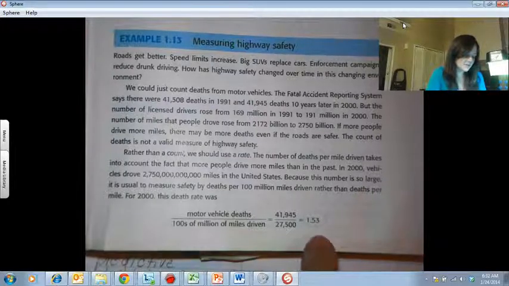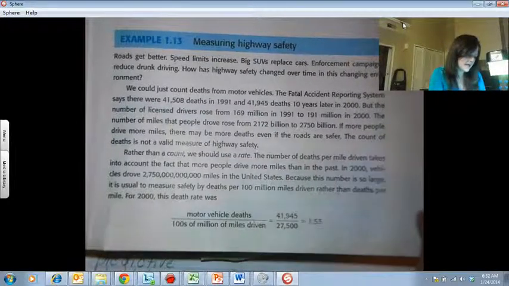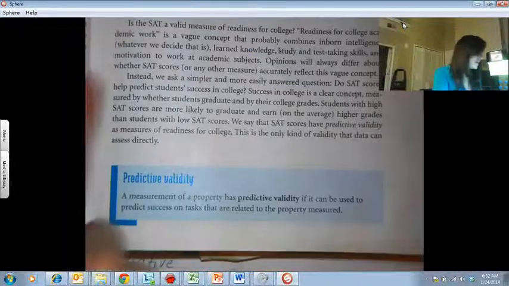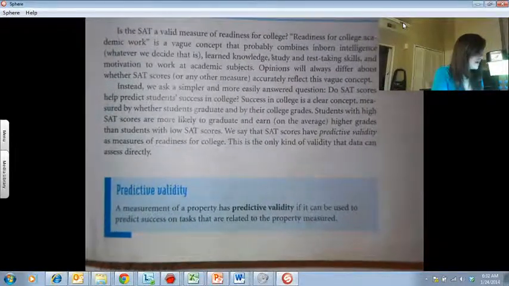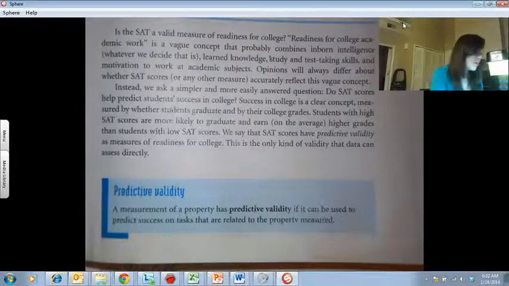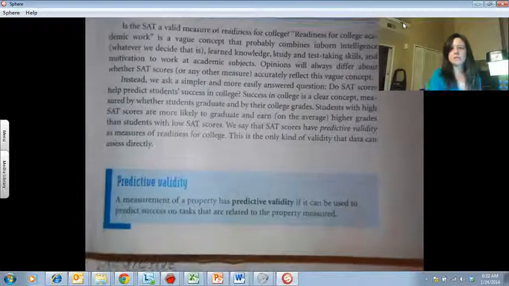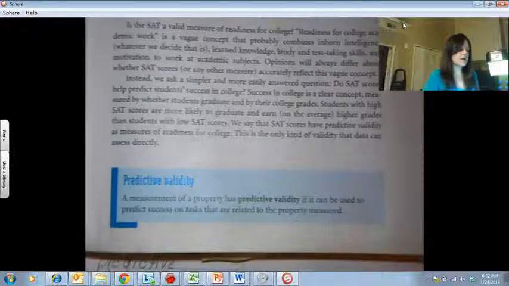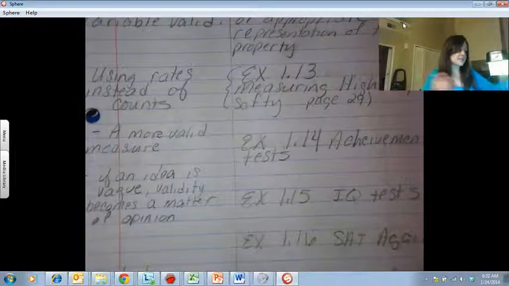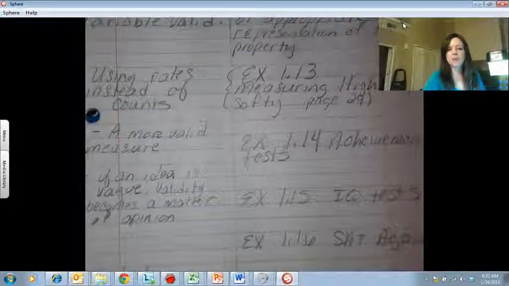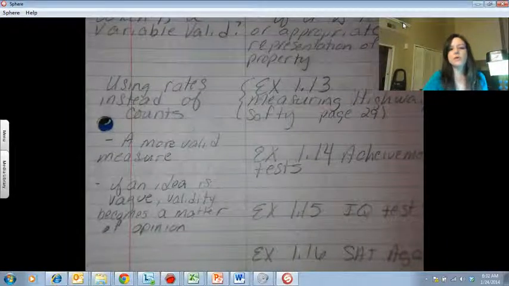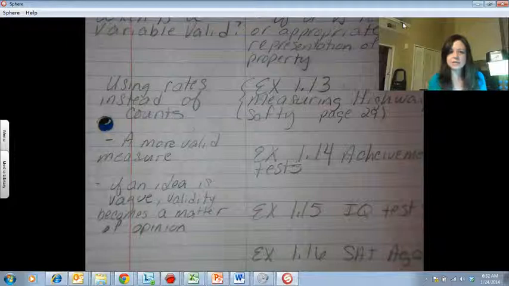So this would be today's rate, I believe, the 1.53, and 1.91 in 1991. So they have, in fact, dropped. The number of deaths have dropped even though we have more vehicles and more drivers. So if you look at the rate instead of the count, it's going to be a little bit more valid.